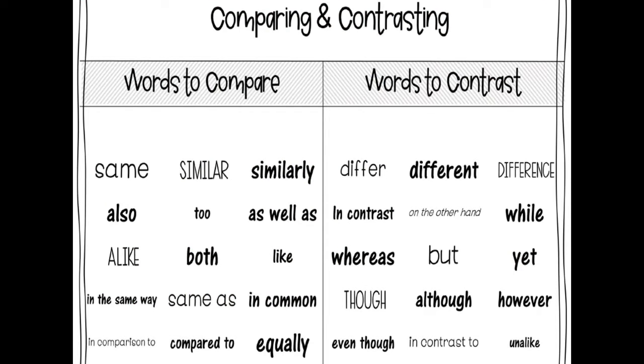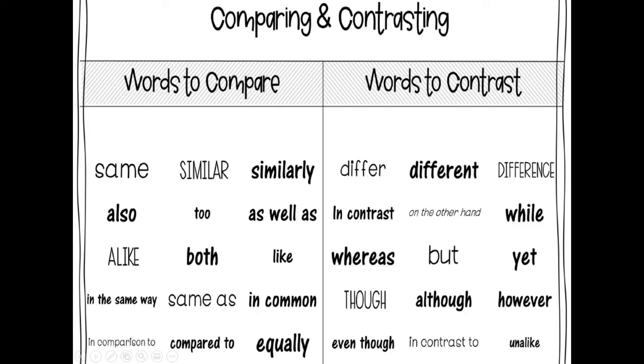Comparing and contrasting also have signal words. Some words inside of a text help you to know that things are being compared, and some words help you know that things are being contrasted. Some of those words that help us to know when things are being compared or how they are like are same, similar, similarly, also, too, as well as, alike, both, like, in the same way, same as, in common, in comparison to, compared to, and equally.